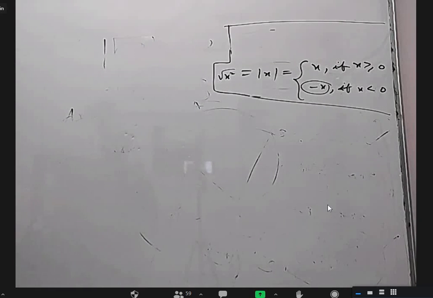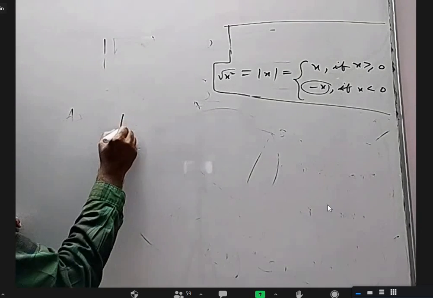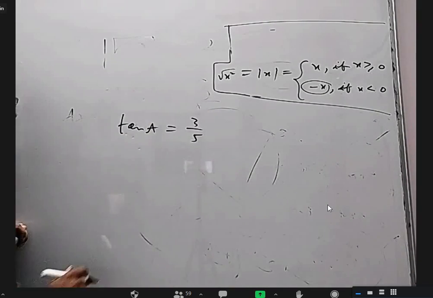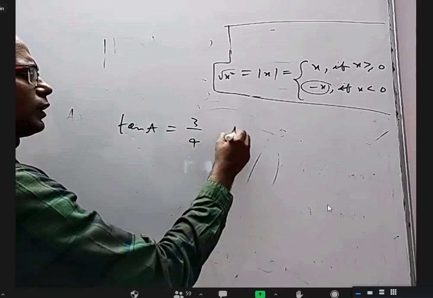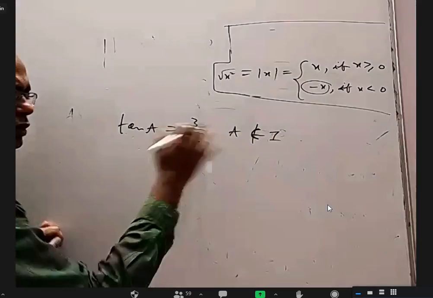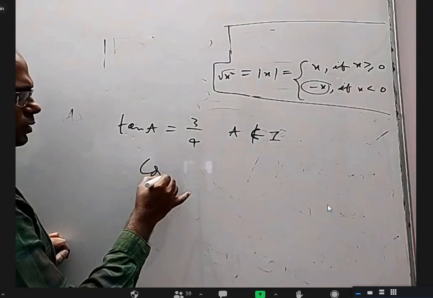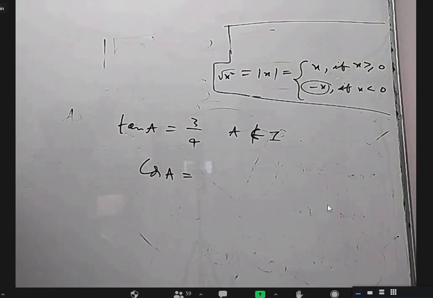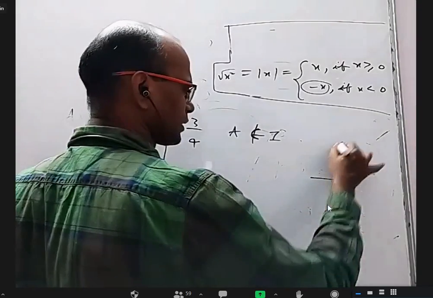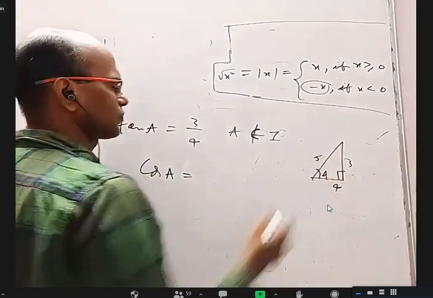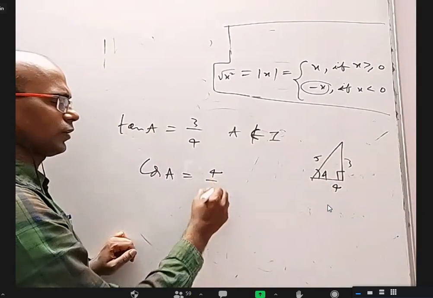Sometimes they may ask you that tan A is equal to 3 by 4, and A does not belong to the first quadrant. What is cos A? Somebody may draw the triangle like this and say this is 3, this is 4, this is A, this is 5. So cos A is 4 by 5.